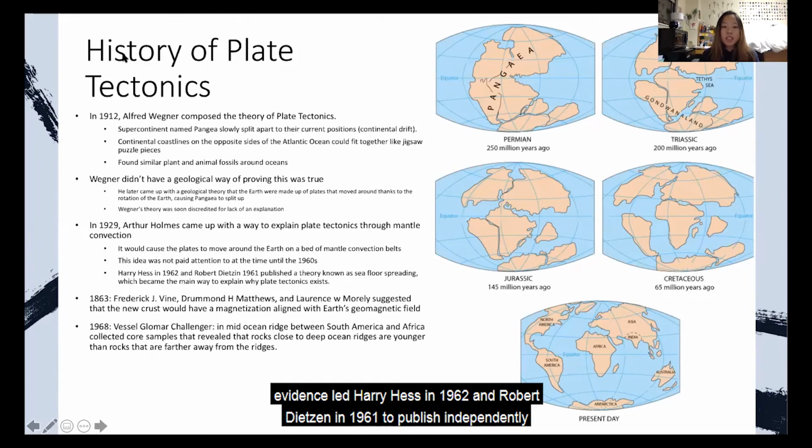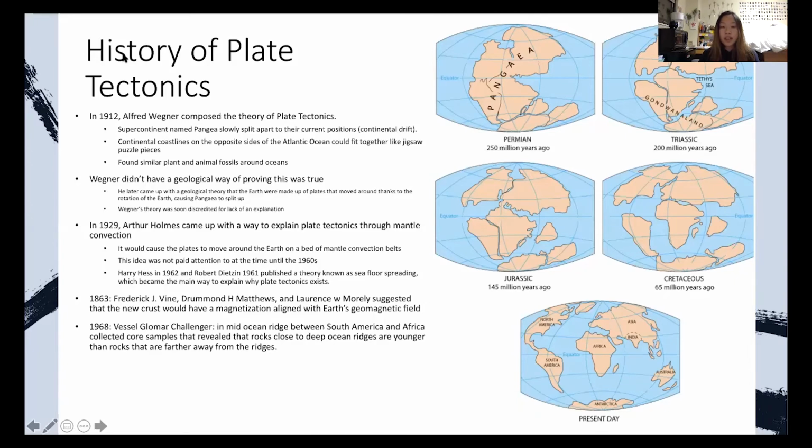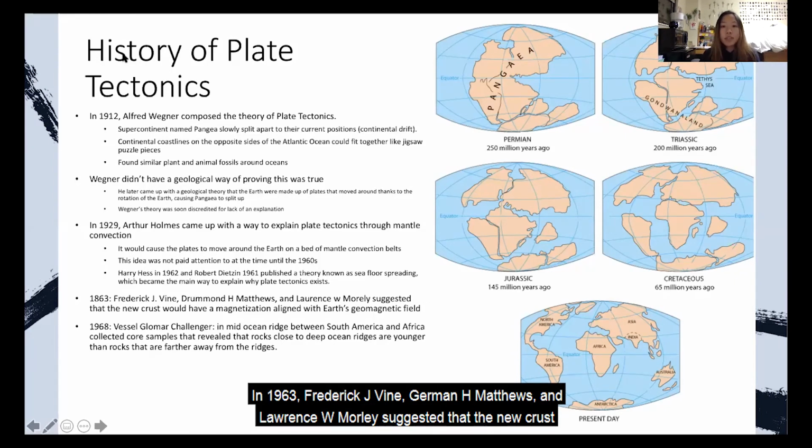These pieces of evidence led Harry Hess in 1962 and Robert Dietz in 1961 to publish independently a theory known as seafloor spreading, which now is the main way to explain why plate tectonics exist. In 1963, Frederick J. Vine, Drummond H. Matthews, and Lawrence W. Morley suggested that the new crust would have a magnetization aligned with Earth's geomagnetic field. Over time, this would appear as bands of crusts that exhibit alternating patterns of magnetic polarity. This further provided more evidence that Earth's plates separated in mid-ocean ridges.